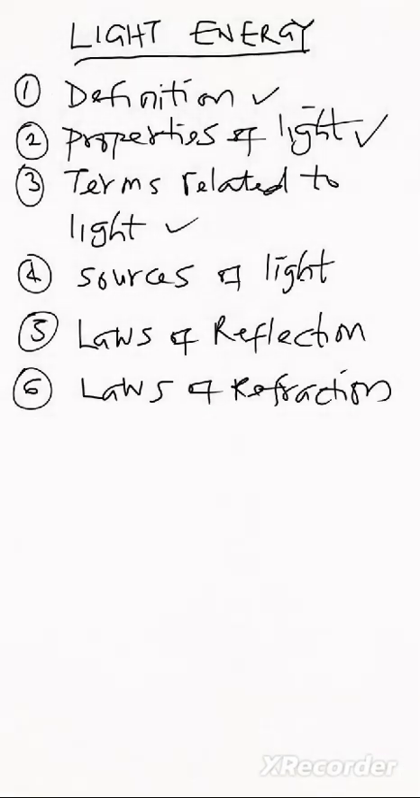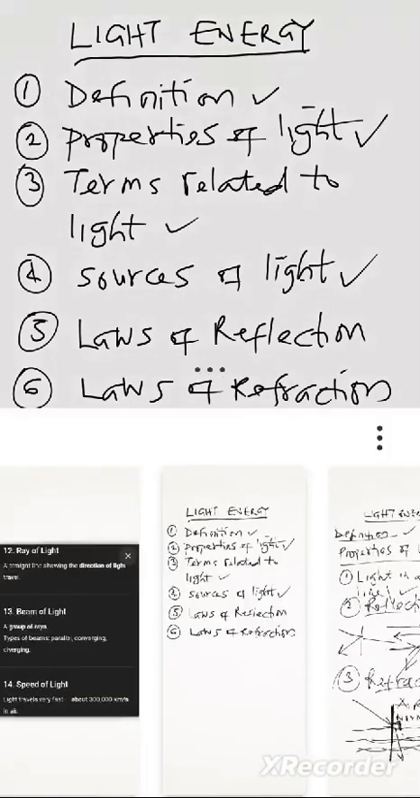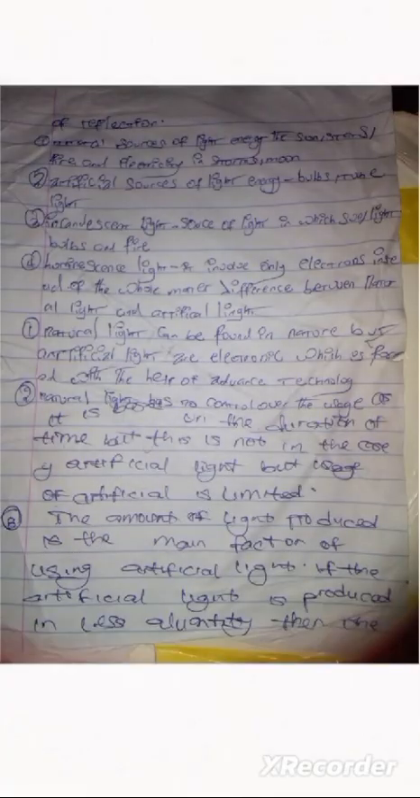So we are done with definition, we are done with properties of light, we are done with terms related to light. Now, sources of light. I noticed from your notes that you were just going back and forth talking about artificial sources of light, then natural sources of light. You still come down here again, talk about natural light. You still come down here, talk about artificial. So I don't know. That's the reason why I'm asking you whether they dictated these notes to you.